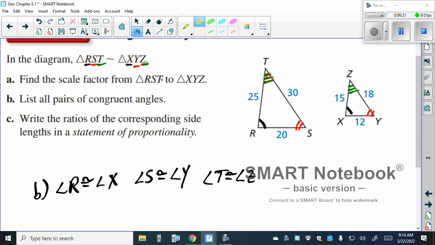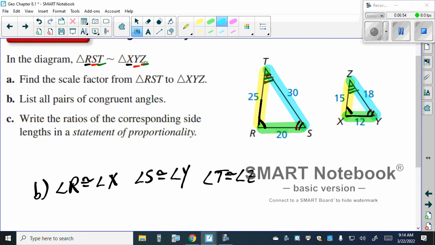So here, the side length between R and T, 1 and 3, is going to match up to X and Z. These side lengths match up because they're going to be between the two sets of congruent angles. Between 1 and 2, R and S is going to be the same as X and Y. And lastly, T and S matches up with our Z and Y.